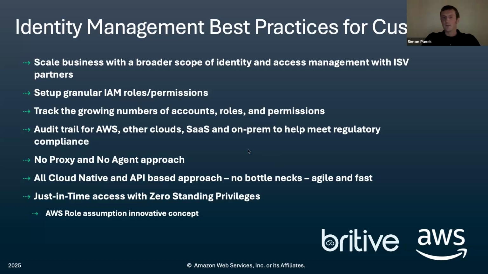You should also be setting up an audit trail within AWS, other clouds, your SaaS on-prem environment, and do so in a way that you can easily pass this information to regulatory bodies when needed. When possible, you should avoid proxies and agents in order to reduce latency and computational overhead. Additionally, you should be designing your systems with the cloud-native API-based approach in mind. This is to make you more agile and allow you to develop and deploy much more quickly. And finally, you should use just-in-time access with zero standing privileges, as we mentioned using role assumption in the previous slides. This is going to allow you to help scope that access and reduce potential threat vectors.